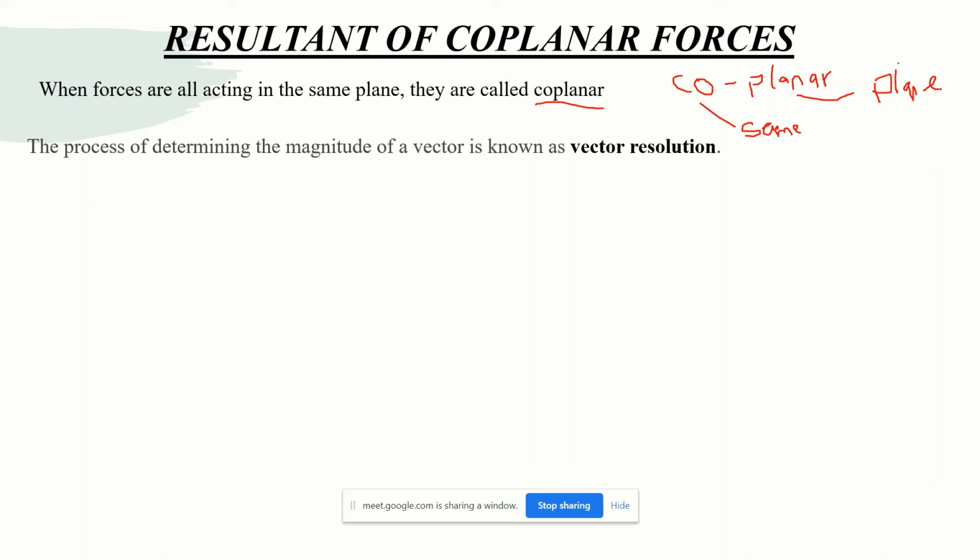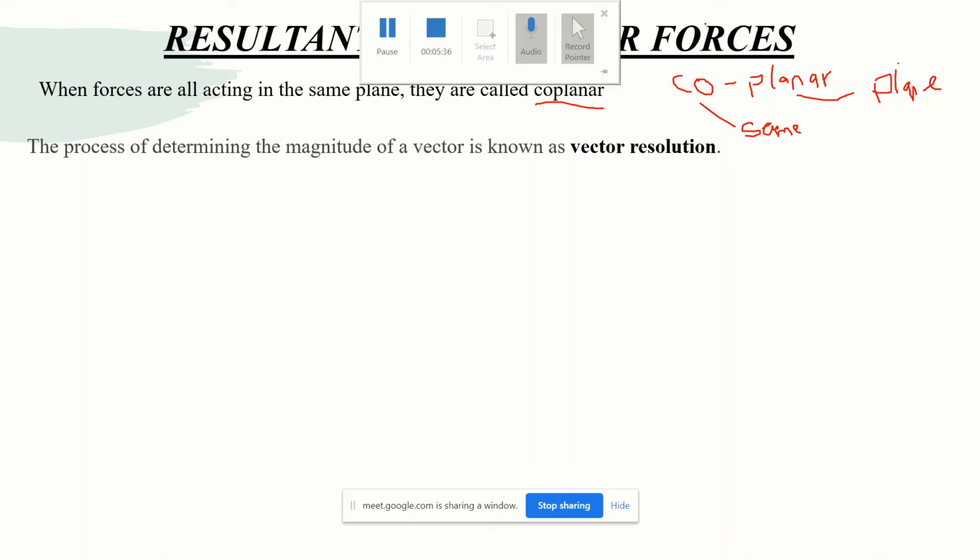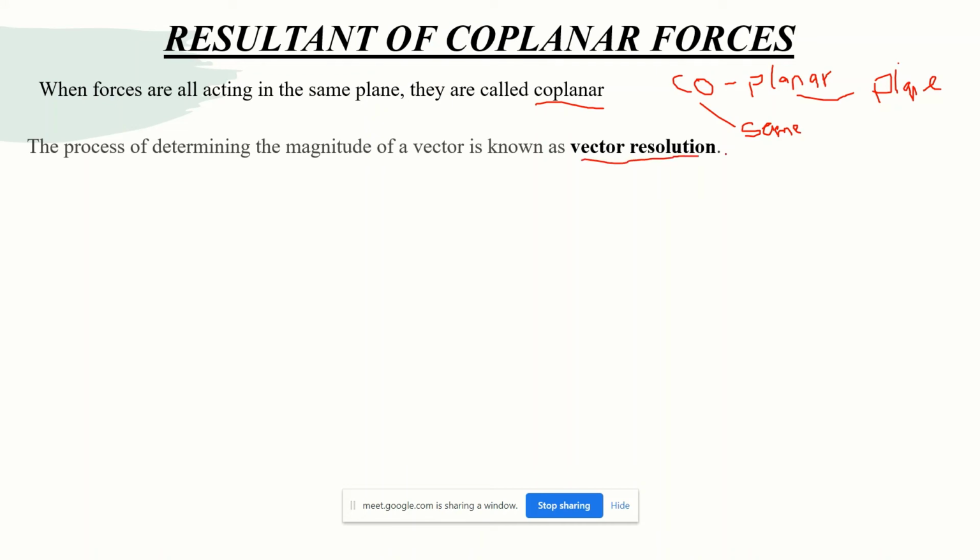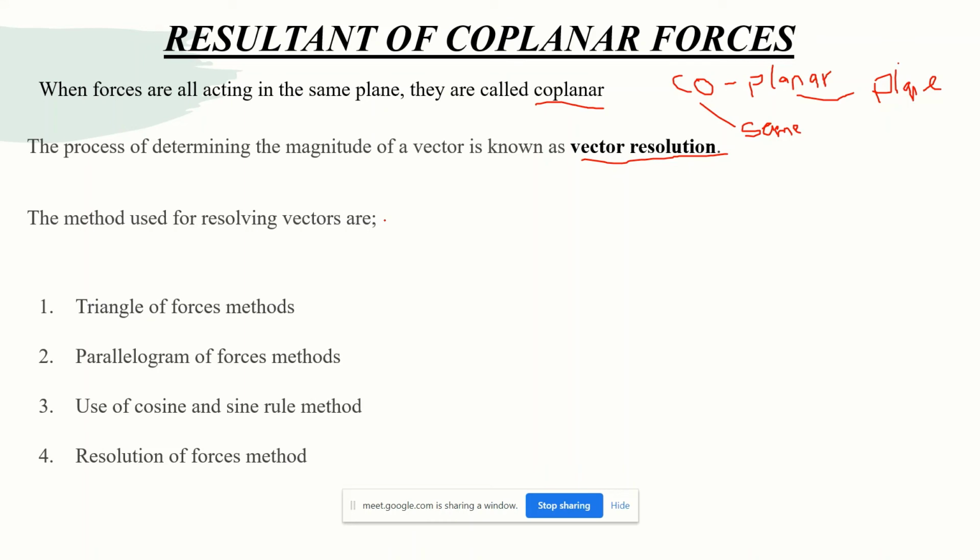Now we can determine the magnitude of a vector, and the process of doing that is called vector resolution. We have four methods that we can use to resolve vectors. The first one is called the triangle of forces method. The next one is called the parallelogram of forces method. Then we have the use of cosine and sine rule method. And we have the resolution of forces method.